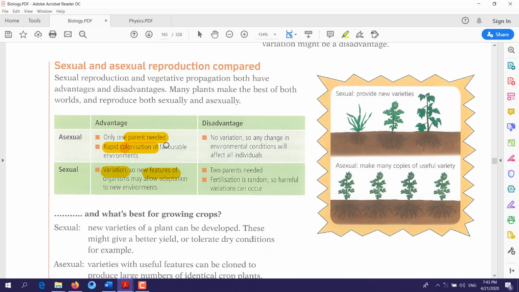Now, the disadvantages. The disadvantage of asexual is no variation. Okay, so how will this affect them? Any change in the environmental conditions will affect all individuals. Here the disadvantage of sexual, this process requires two parents. Okay, fertilization is random, so harmful variations can occur.